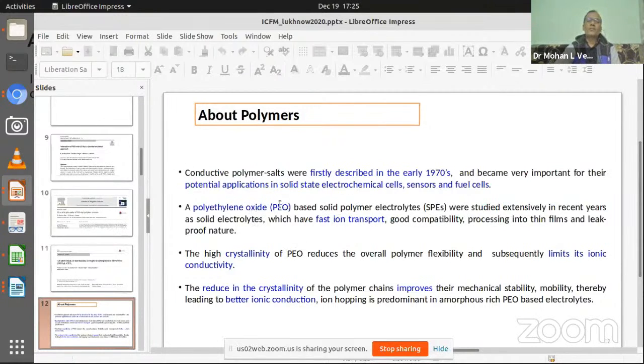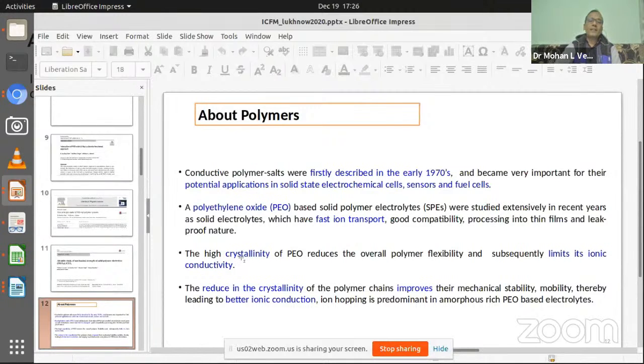Conducting polymer salts were first described in 1970, and they have now become very important for their potential applications in solid state electrochemical devices, especially batteries, sensors, fuel cells, supercapacitors, etc. Out of all these conducting polymers, PEO, polyethylene oxide, is among the best solid polymer electrolytes studied extensively in recent years because of its fast ion conduction, good compatibility, processing into thin films, and leak proof nature.